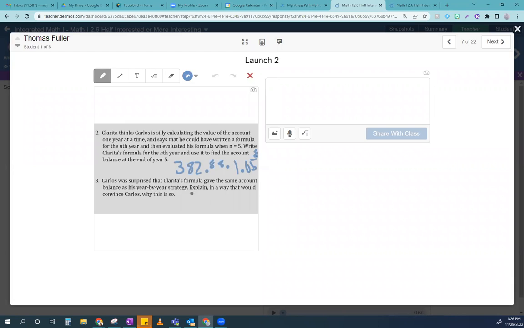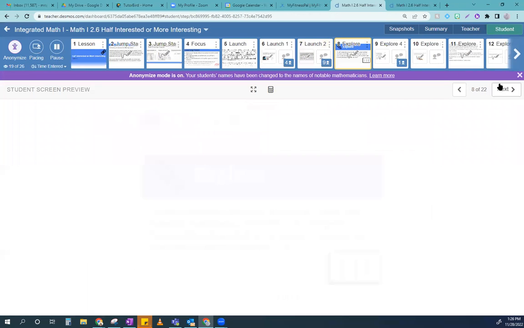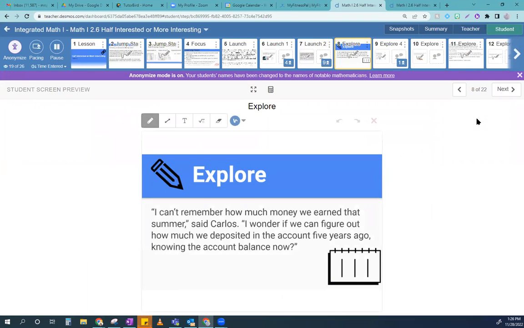Very good. Next part, Carlos was surprised that Clarita's formula gave the same account balance as his year-by-year strategy. Explain in a way that would convince Carlos why it is so. And we talked about this already, so I'm just going to move on. Okay, so next, are we all following? Are we all feeling good about this? Yes, very good.